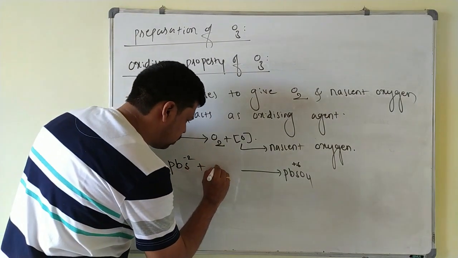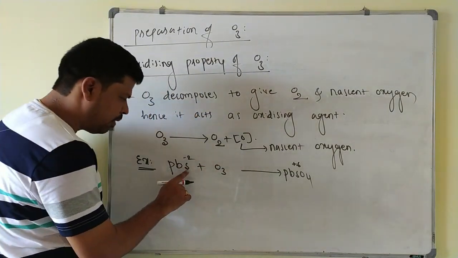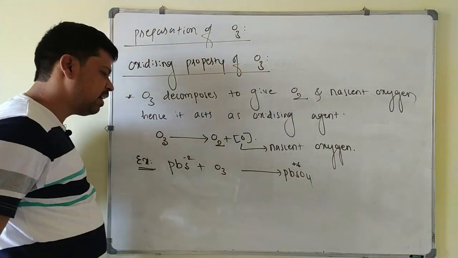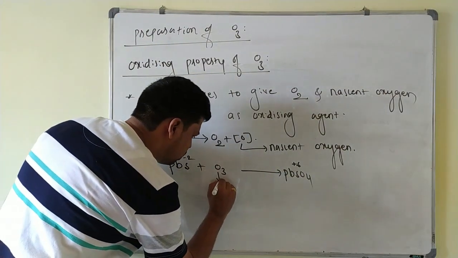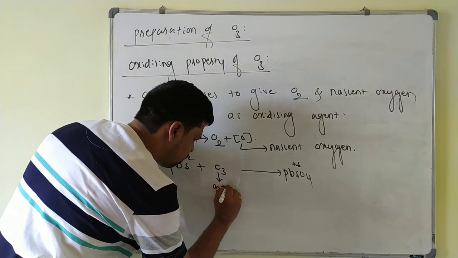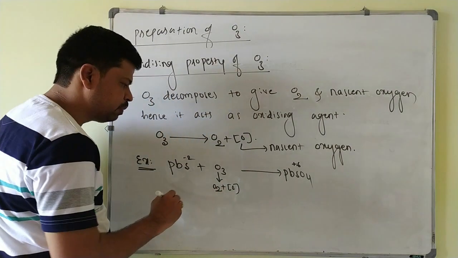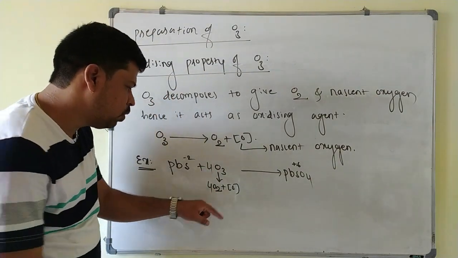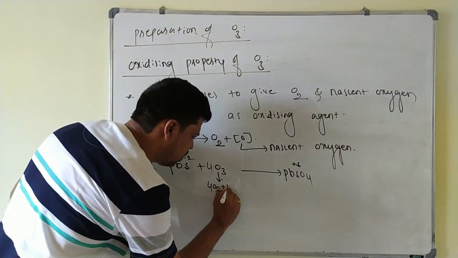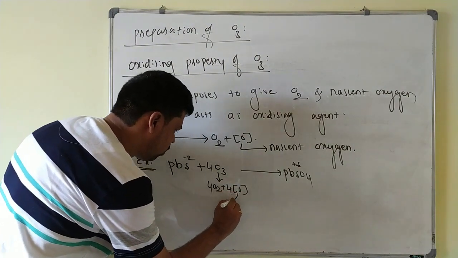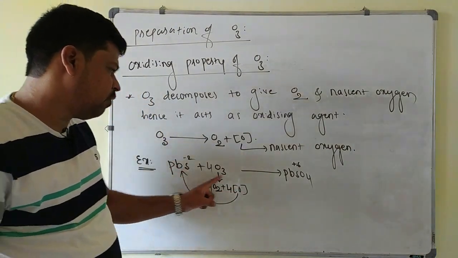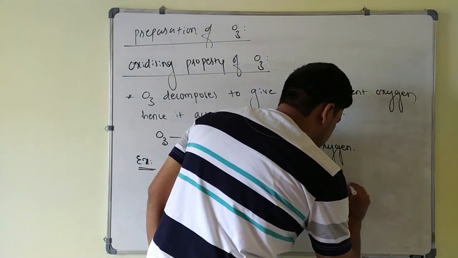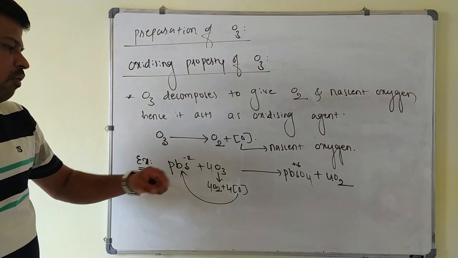PbS on treating with ozone gives PbSO4. How many oxygens are added here? 4 oxygens are added. If I take one ozone, it will give O2 plus 1 nascent oxygen. So if I take 4 times of O3, it gives 4 times of O2 and 4 times of nascent oxygen. These 4 nascent oxygens are added so that it forms PbSO4. The remaining is 4 times of O2. So this is the oxidizing property of ozone.